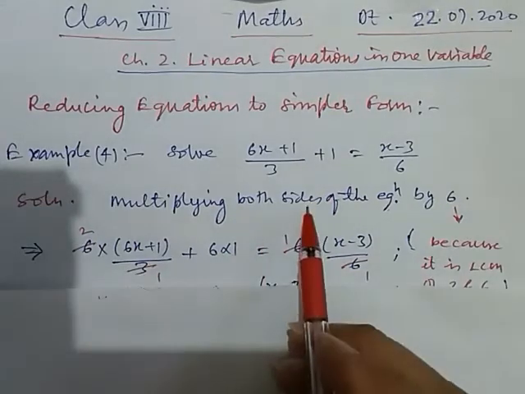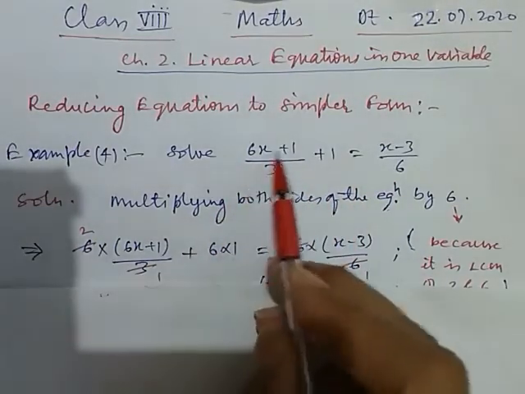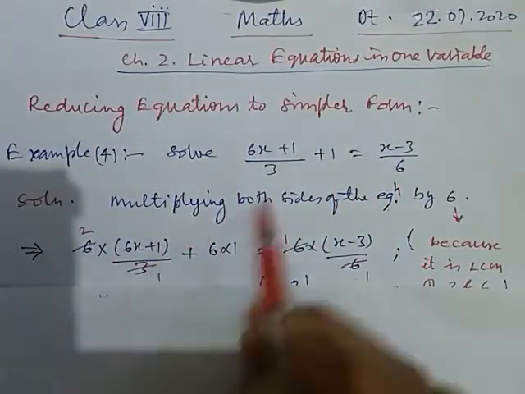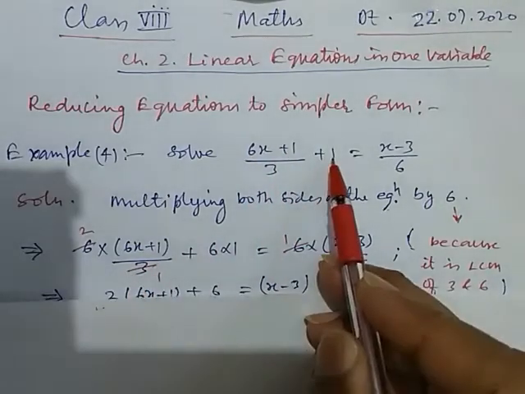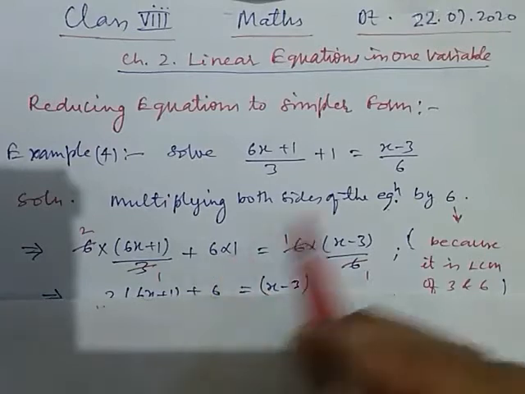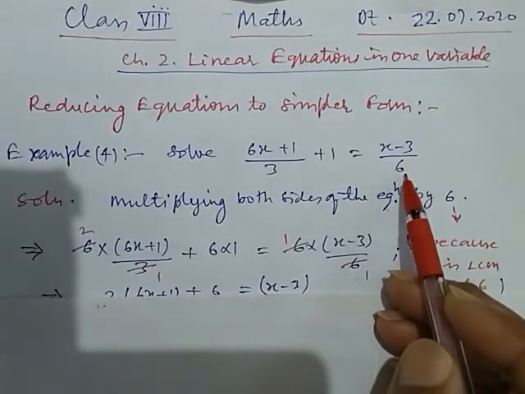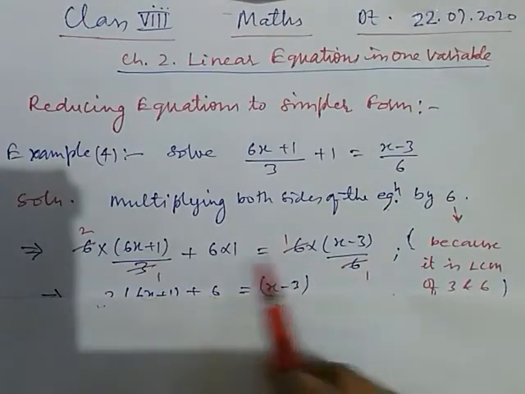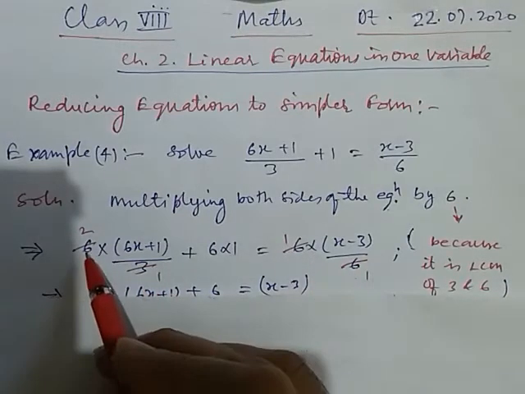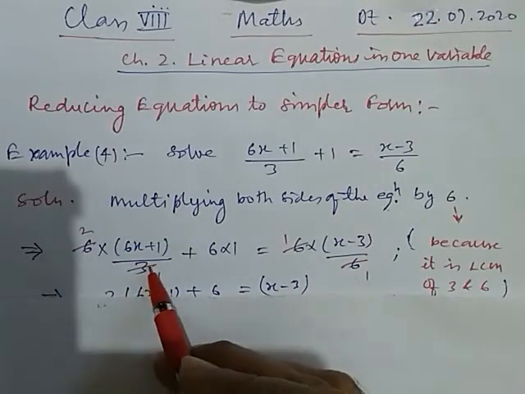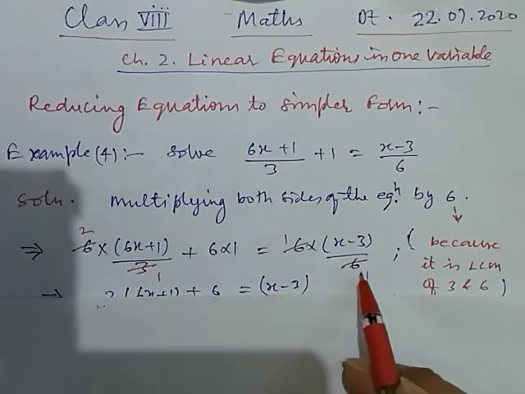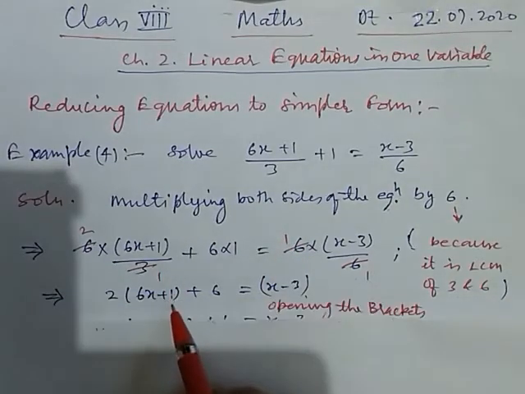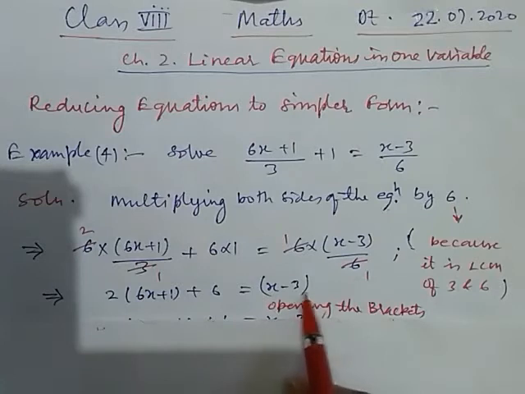Now what happened? We multiply each term by 6. So here 6 into the whole term 6x plus 1 by 3. Okay, now 1 into 6, 6 into 1, the same thing. And x minus 3 by 6, we multiply by 6. So what happened? This 6 cancels out with this 3 two times, and this 6 cancels out with this 6 one time. So automatically the equation reduces to a simple form.